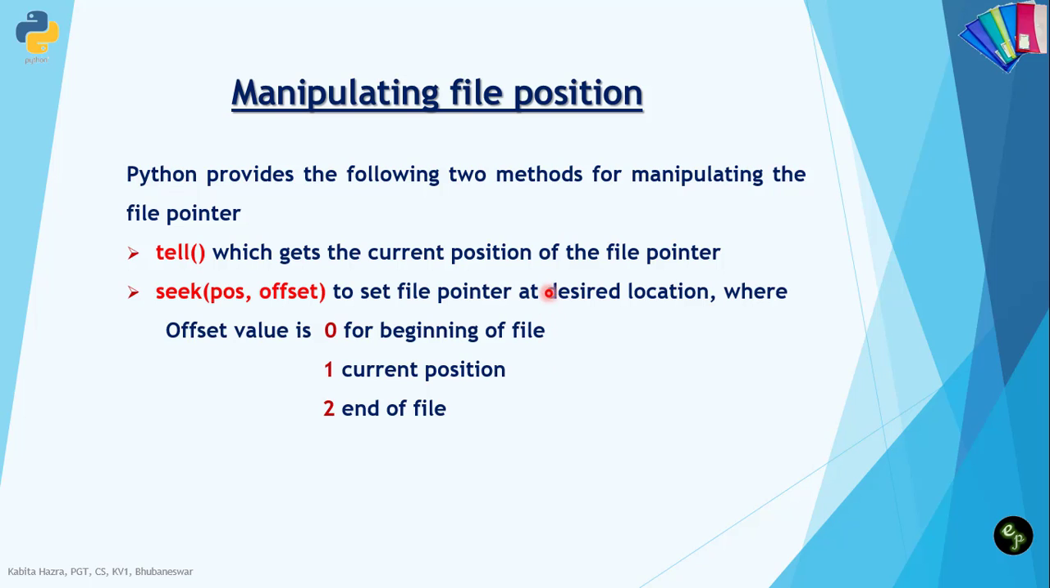Python provides 2 methods, tell and seek, to manipulate the file pointer. Tell tells us the current position of the file pointer in bytes, and seek allows us to position the file pointer at a desired location by specifying some offset value, which is 0 to indicate beginning of the file, 1 to indicate current position, and 2 to indicate end of the file.